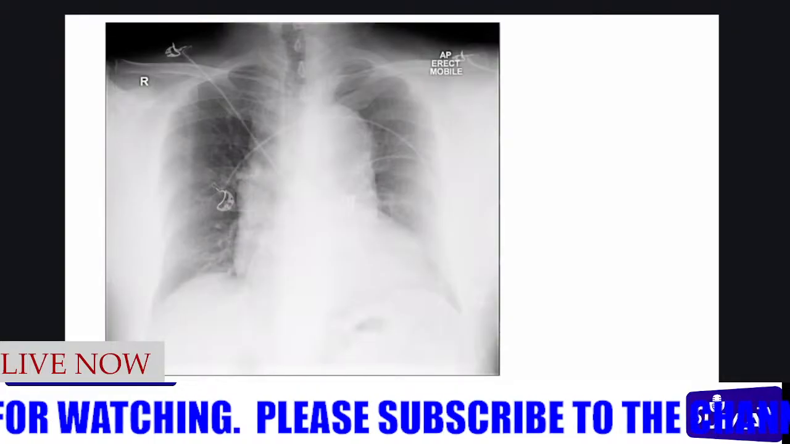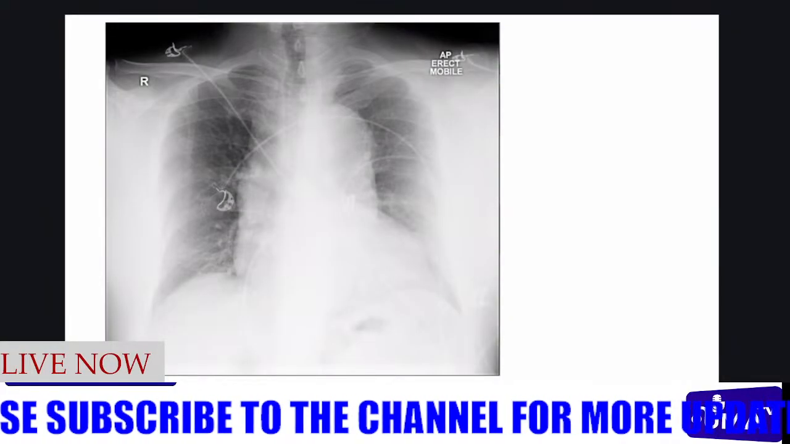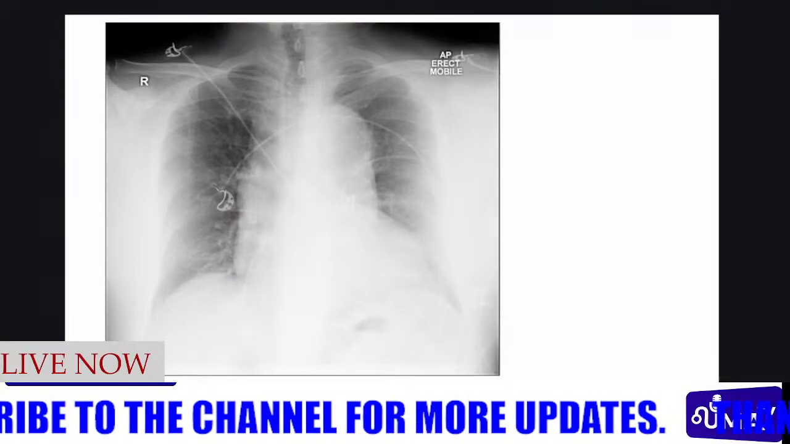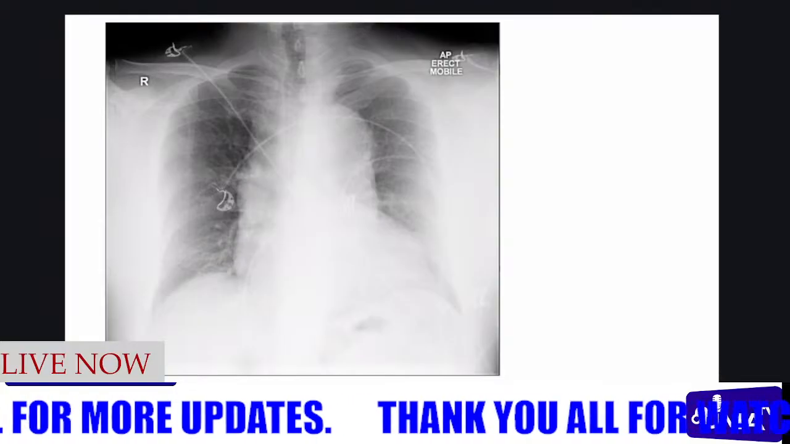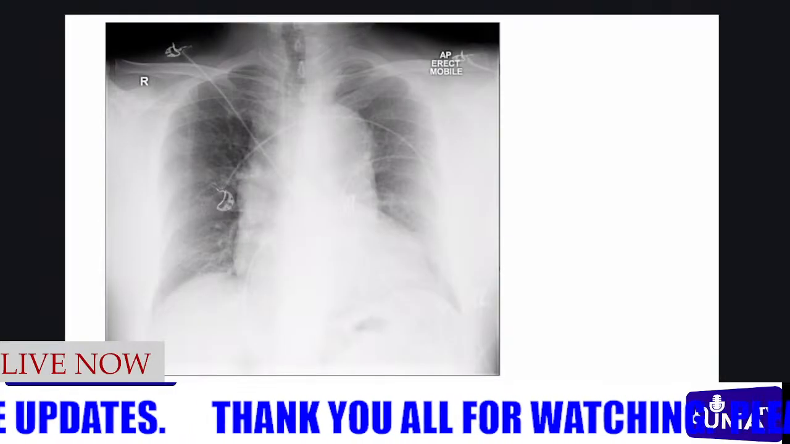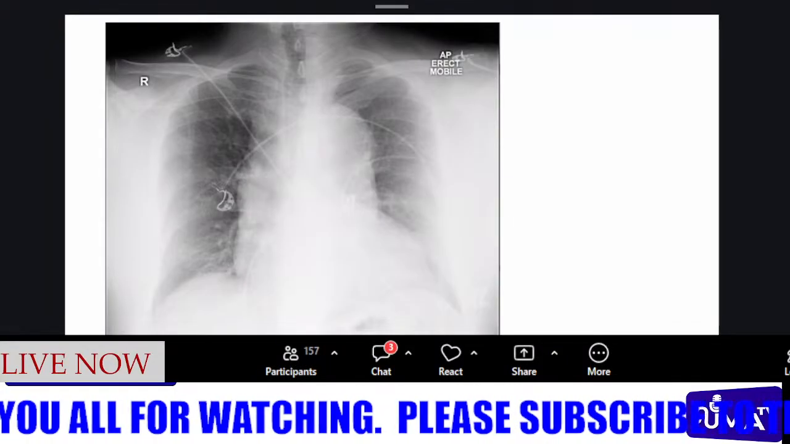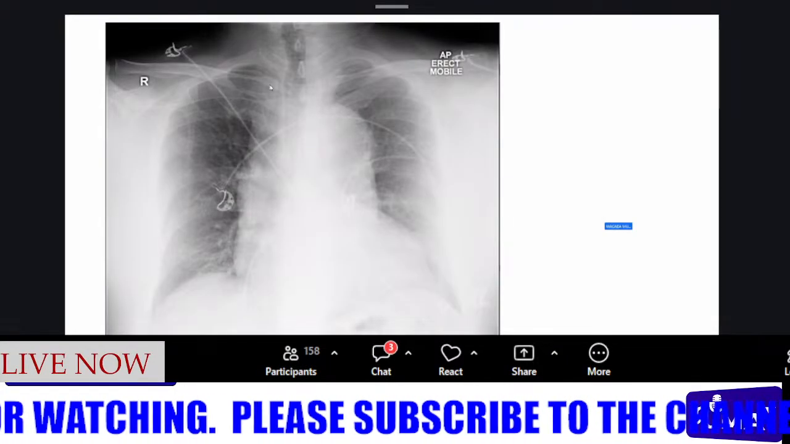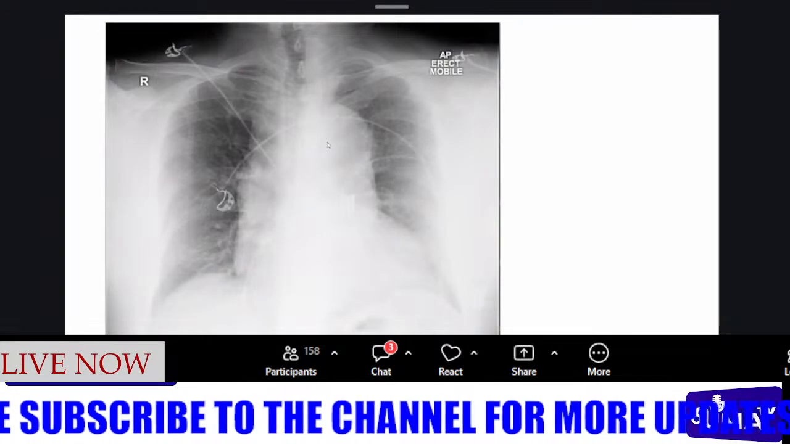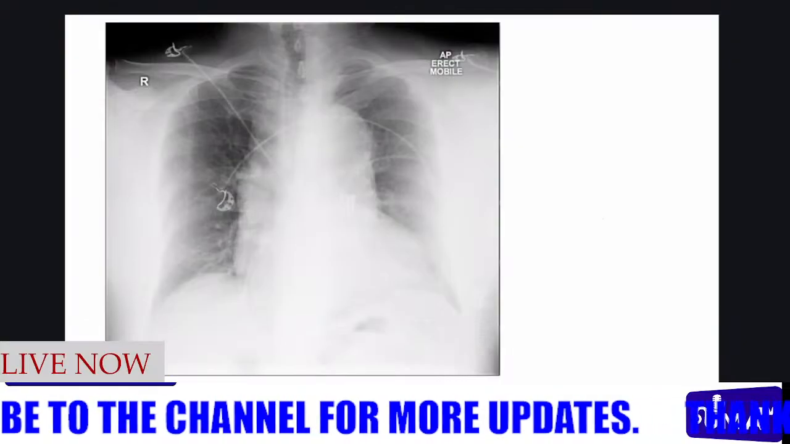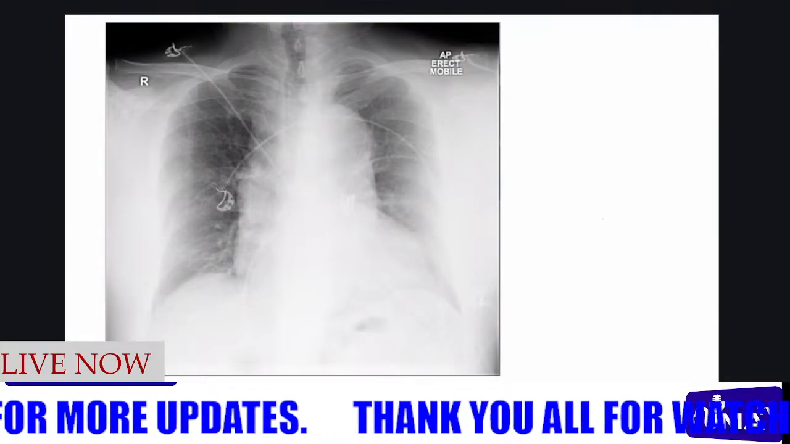Who can tell me what is pointing to a possible dissection or aneurysm? Anyone? No one? Like this side, the superior mediastinum is white, okay? Here, this. So for me, a patient who comes to me with severe tearing chest pain and a white mediastinum, that's not an innocent chest X-ray, okay?